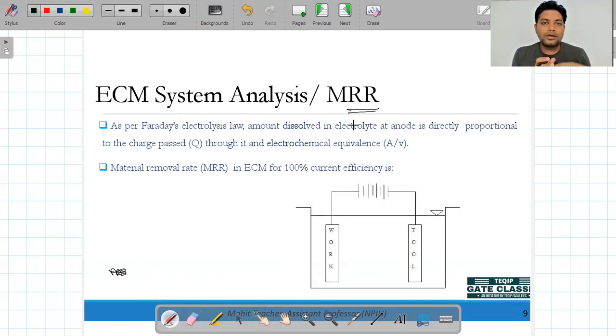And in books, if you follow the standard books, it is not material removal rate, but an ECM system analysis. Okay, so I have used both of these, so no need to worry.